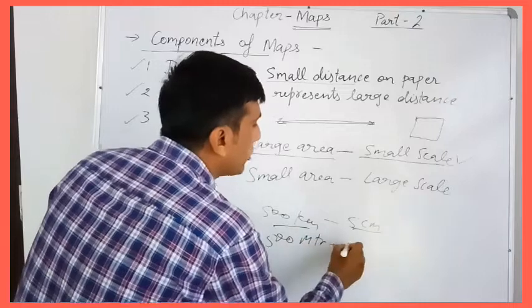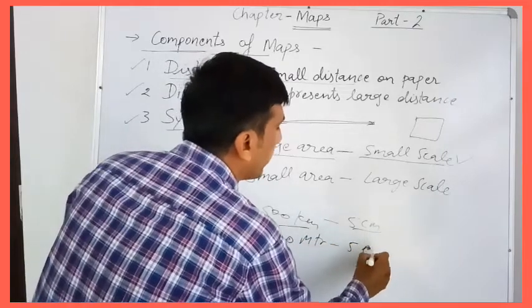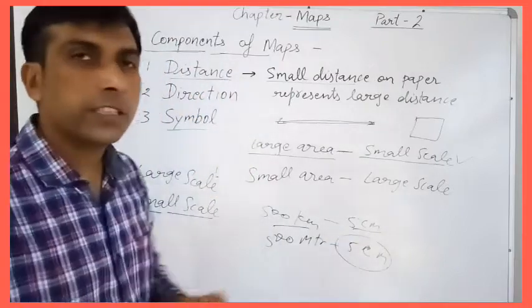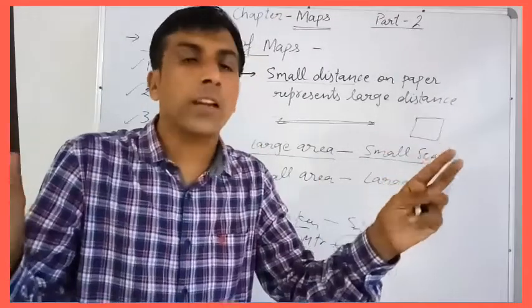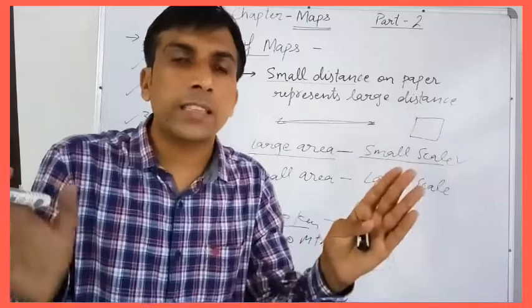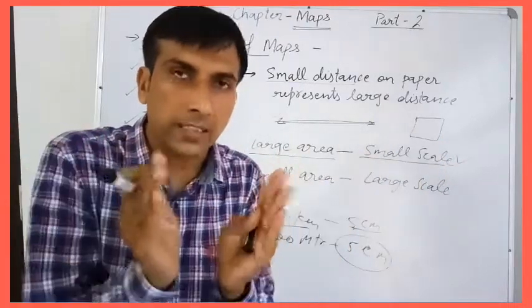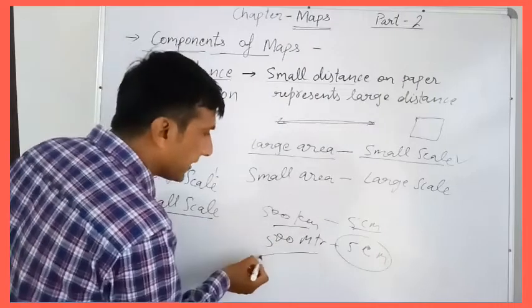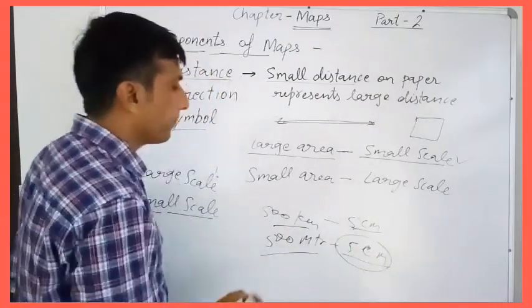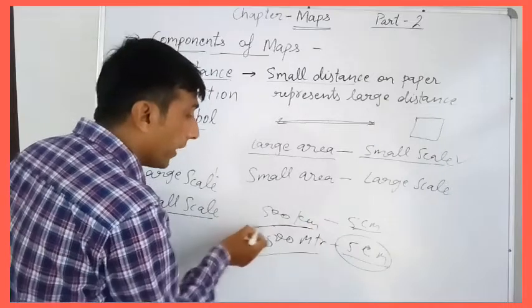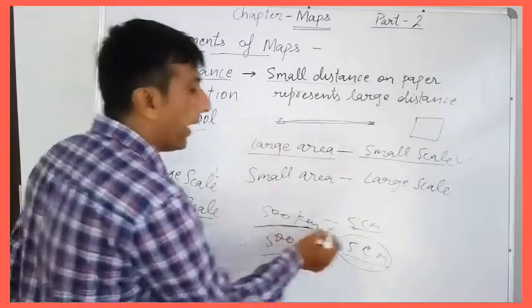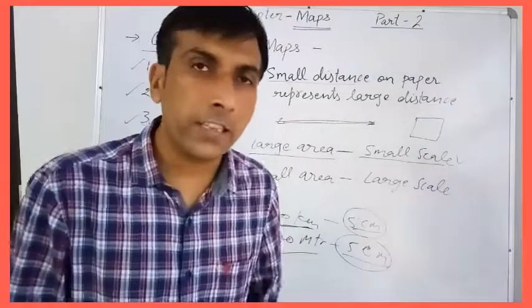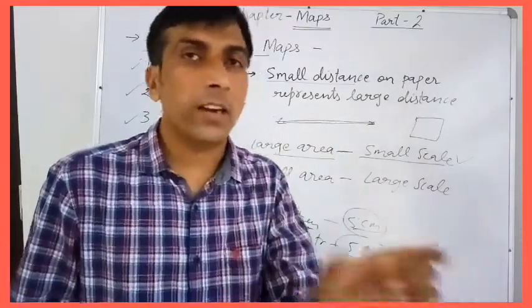500 meters can be shown with 5 centimeters. Understand? So this is large scale, because the scale is large, but the real distance is less on the map. So real distance is less, scale is large. Real distance is very high, very large, and scale is small. So this is the difference between small scale and large scale.